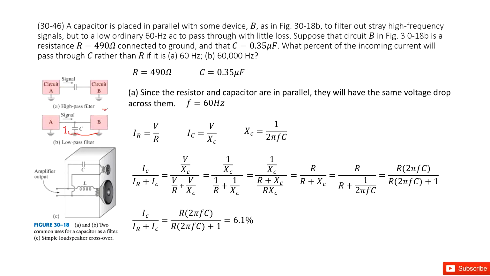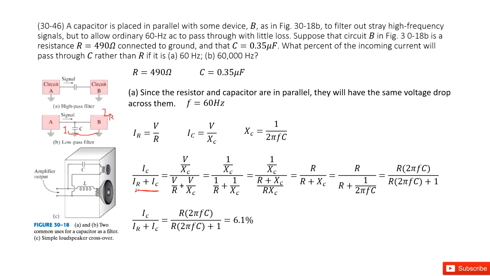Another one is IR. The question asks, what is the percentage of the incoming current that will pass through IC? That means we are asked for the percentage of IC over the input current. The input current can be IR plus IC, because the current splits in two ways. So we need to find the ratio IC over IR plus IC.